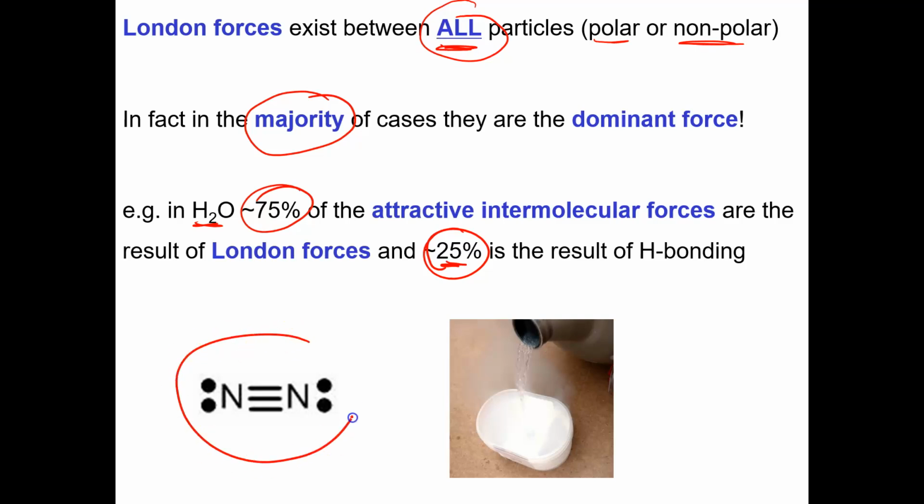Now, previously we had looked at N2, liquid nitrogen, when we were discussing magnetism. So why would nitrogen molecules be attracted to one another and form a liquid? Well, the only possible explanation is that there are London forces between these non-polar molecules of N2.